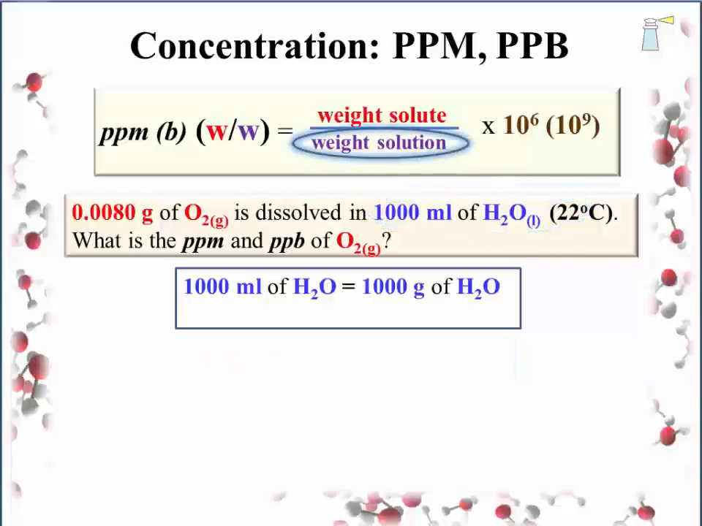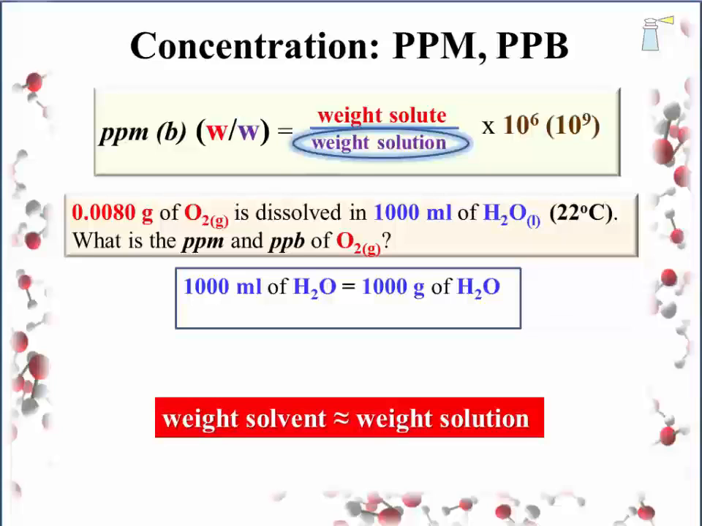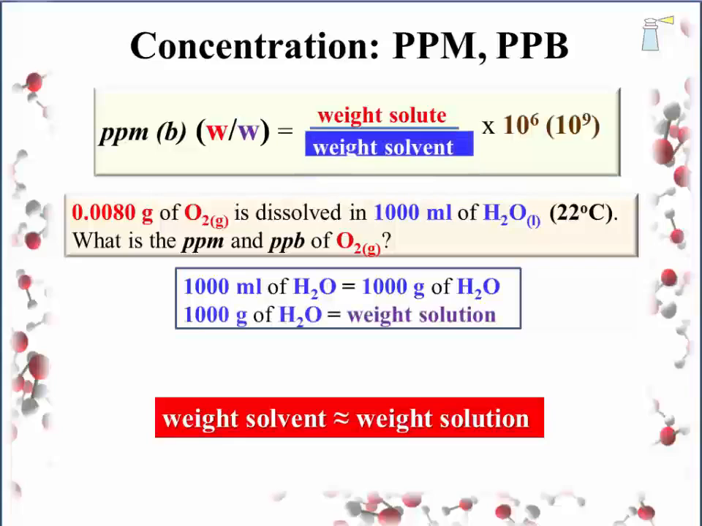The second issue is that, as written, the ppm and ppb equation asks for the weight of the solution and not the weight of the solvent. That too was addressed earlier. Since the solute makes up such a small part of the weight of the solution, it is acceptable for the weight of the solvent to be used in place of the weight of the solution.